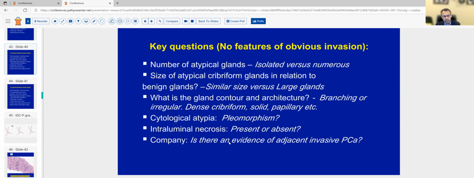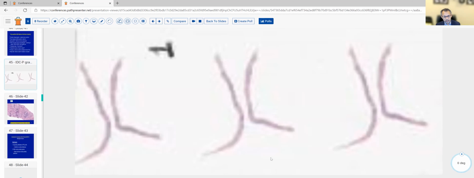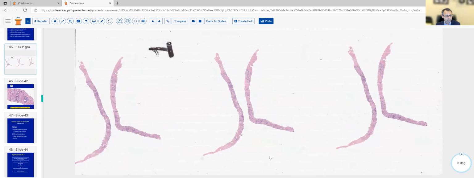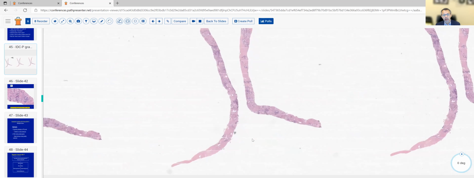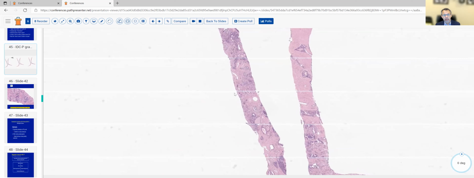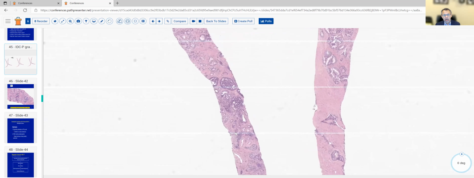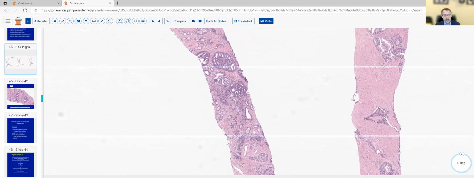What type of component is this associated with? Is there an evidence of invasive prostate cancer? Are basal cells present? If they are present, are they complete or incomplete? So there are a series of these questions that can help us address this entire spectrum when you don't have obvious features of invasion. So this is our digital slide 3.